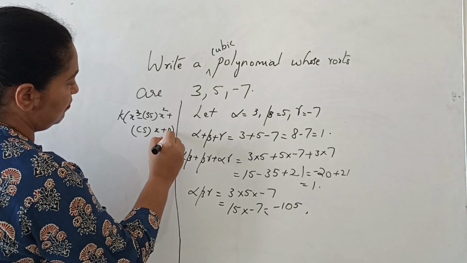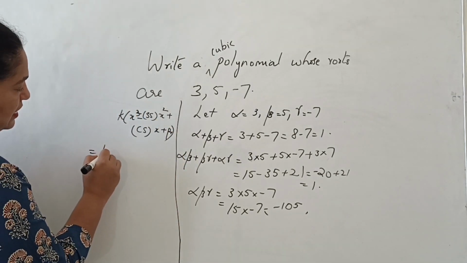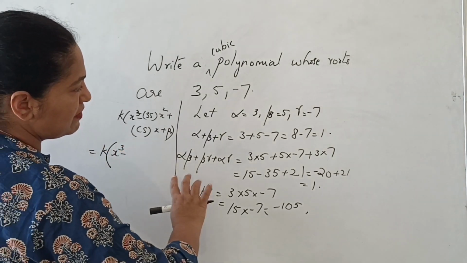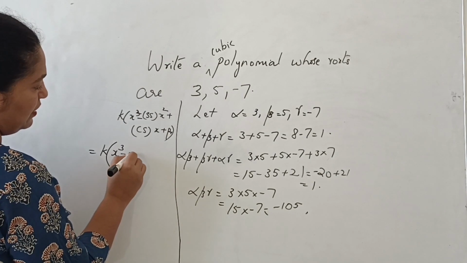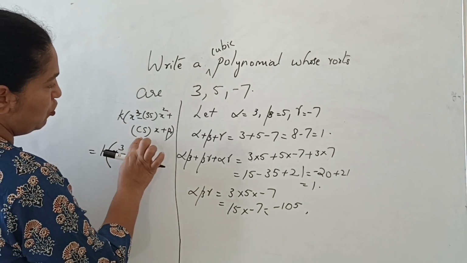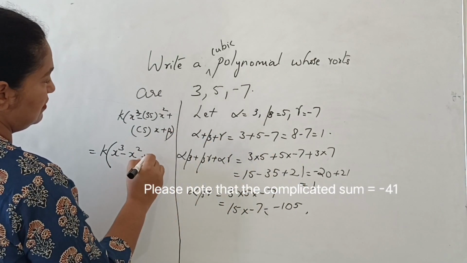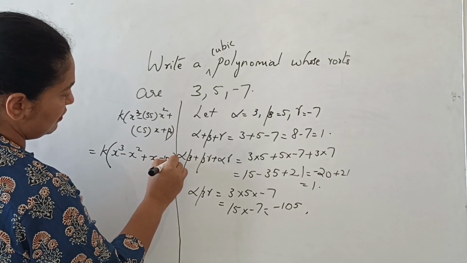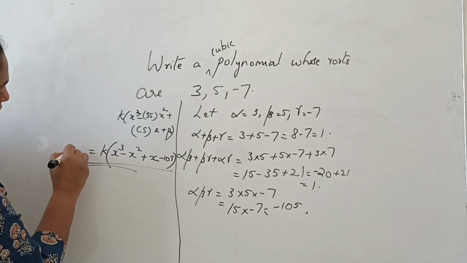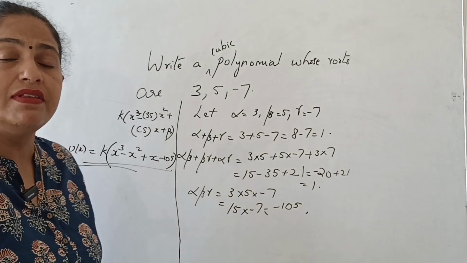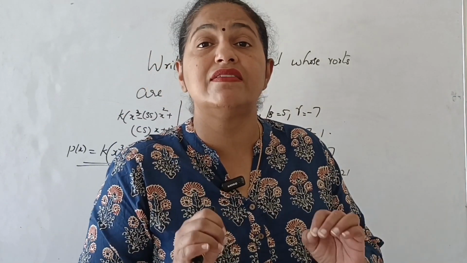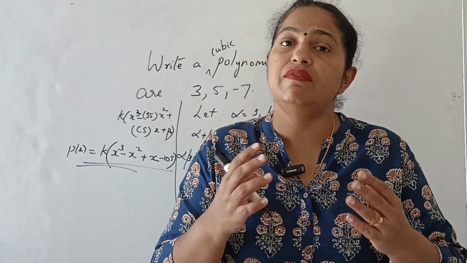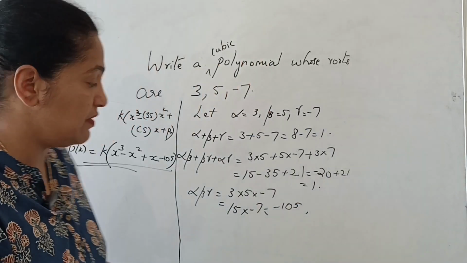This is k into x cube minus, what is the simple sum? 1, so 1 into x square, plus complicated sum, which is again 1, into x, minus product, so that is minus 105, which gives plus 105 with the sign. After writing this, please mention this is a general form of the required cubic polynomial. So when we put k is equal to 1, what do we get?